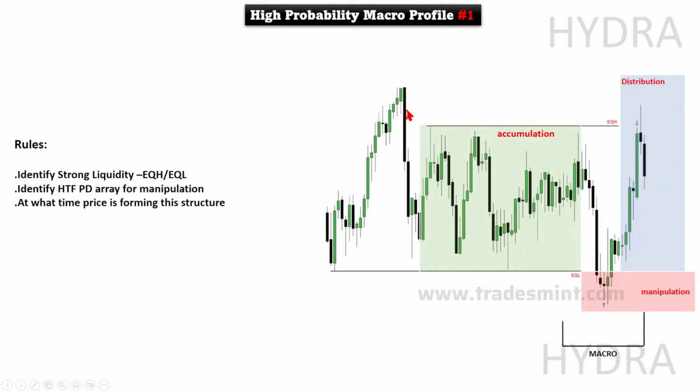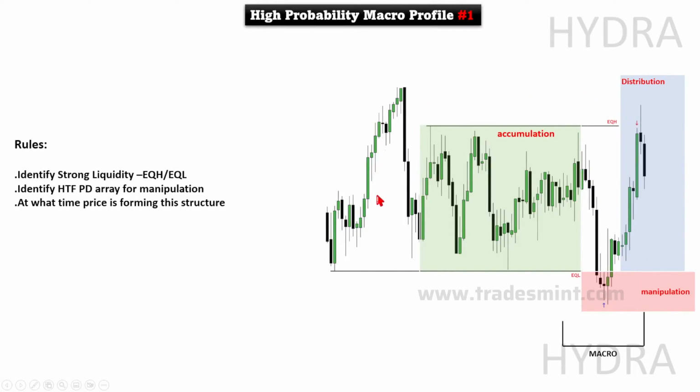So a lot of you will be like, Hydra, where's the other market structure, right? There's nothing else. That's it. That's the only structure that you are looking for inside macros. When price is accumulating this order, you will be looking for price to clear out one side of the liquidity, then deliver liquidity to the other side. That's the only thing happening inside the macro.